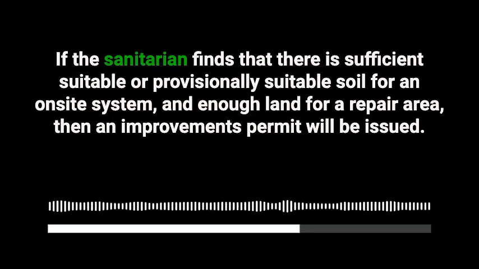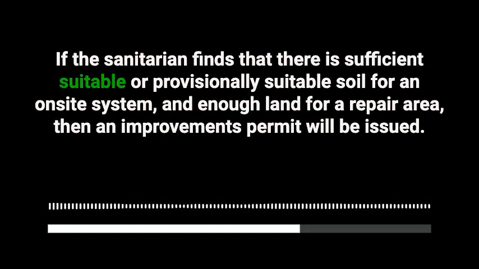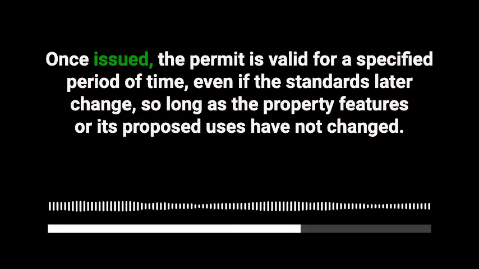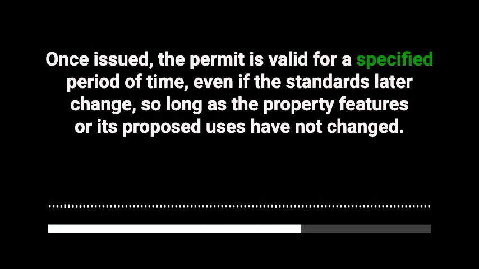If the sanitarian finds that there is sufficient suitable or provisionally suitable soil for an on-site system, and enough land for a repair area, then an improvements permit will be issued. Once issued, the permit is valid for a specified period of time, even if the standards later change, so long as the property features or its proposed uses have not changed. The period of time the permit is valid varies from county to county.